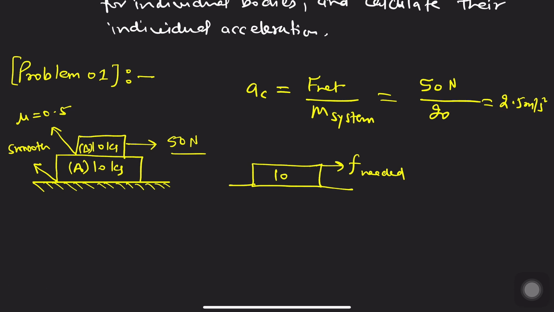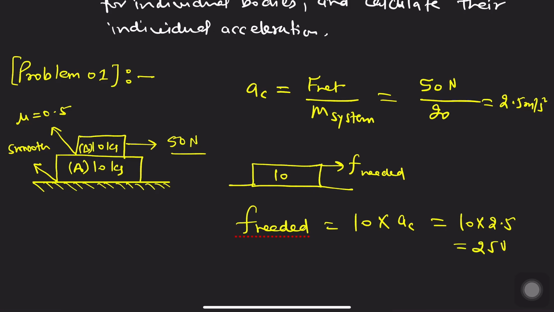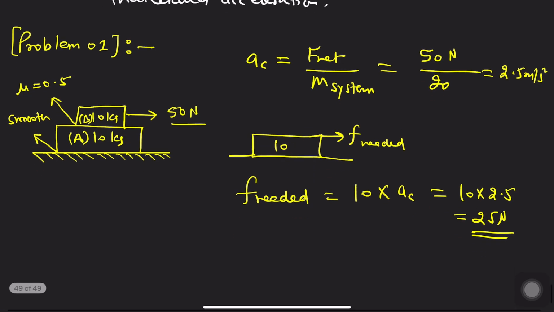Now if I ask you what is the value of F needed, it should be, if they are moving together, 10 into the common A, which is 10 into 2.5, that is 25 Newton. So this is the needed value of friction.